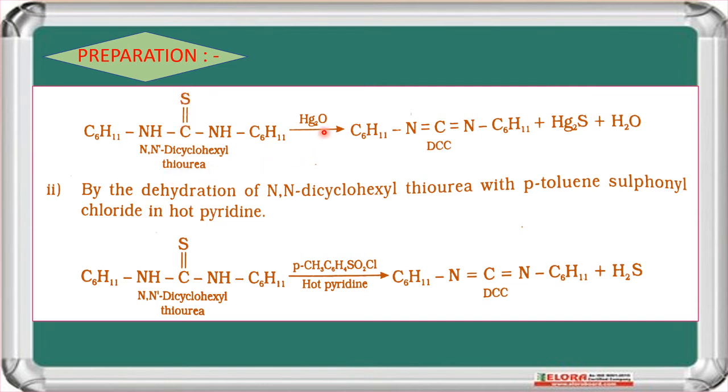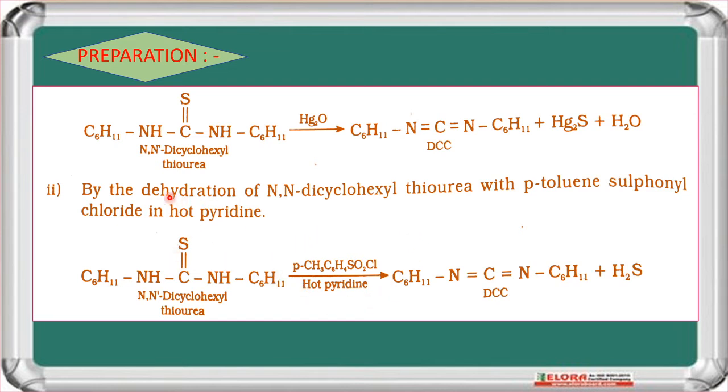It is oxidized, an oxidation reaction takes place with mercuric oxide, and DCC is formed. Here the formula is C6H11-N=C=N-C6H11, and the byproducts are mercuric sulfide and water molecule. The second type of preparation is dehydration of N,N-dicyclohexyl thiourea with para-toluene sulfonyl chloride. Here the reagent is changed.